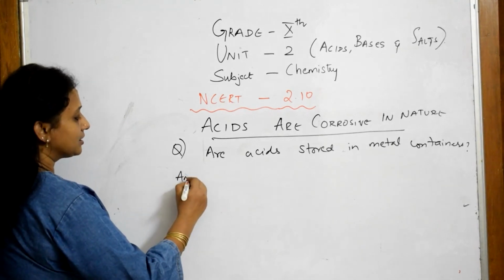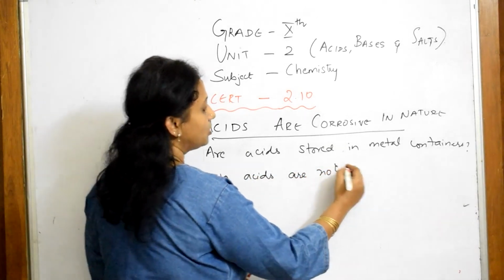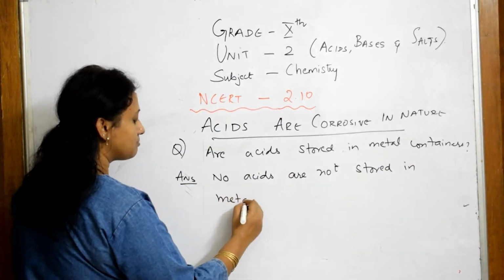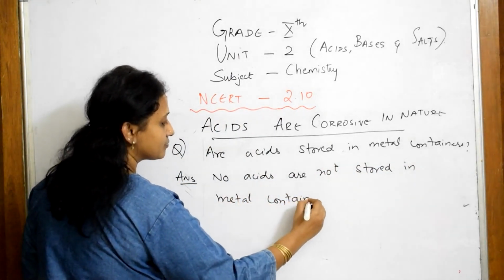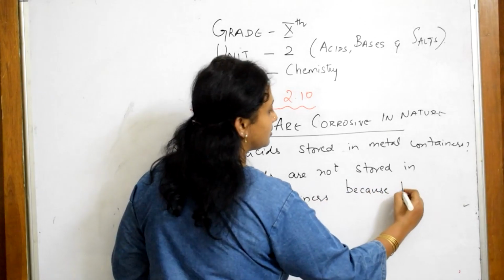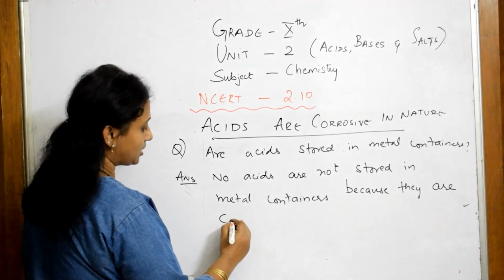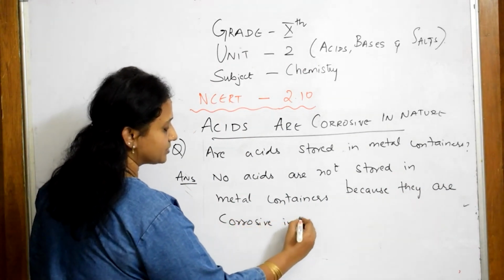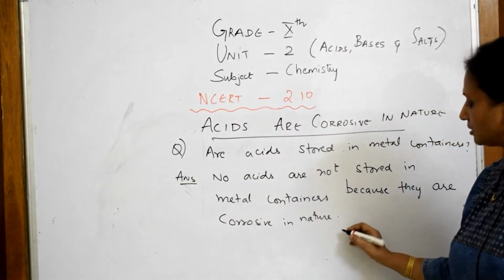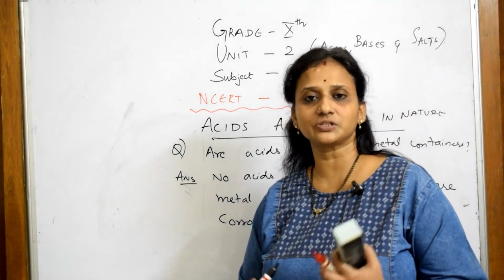Let us write that. No, acids are not stored in metal containers. Why? Because they are corrosive in nature, or they are hazardous. So where should I store the acid? Basically they are stored in ceramic containers or glass containers, which will not corrode.